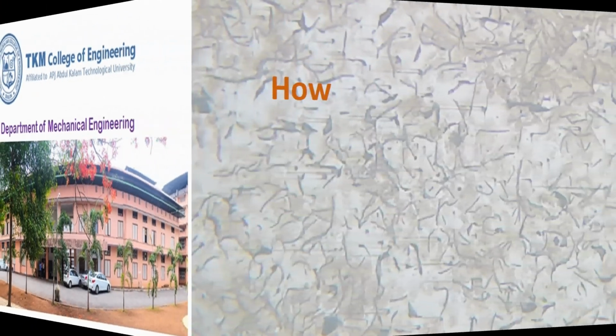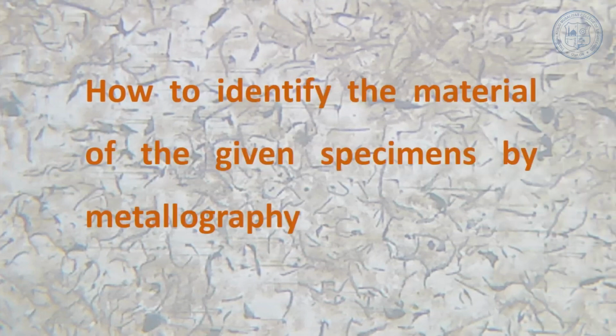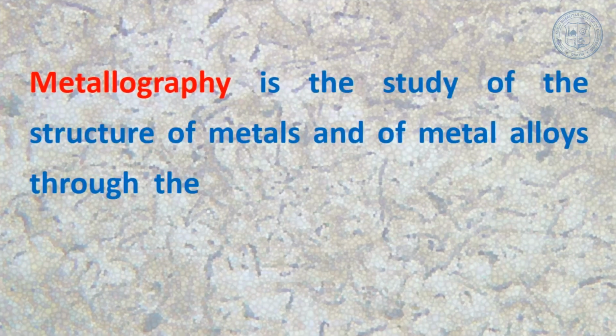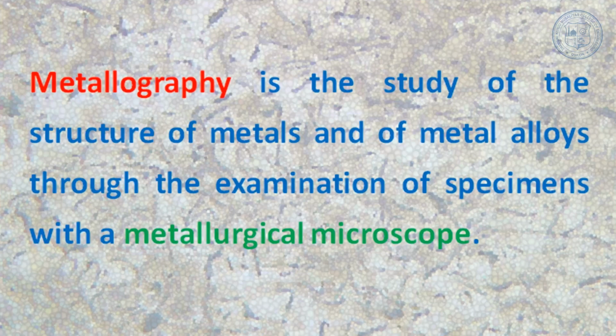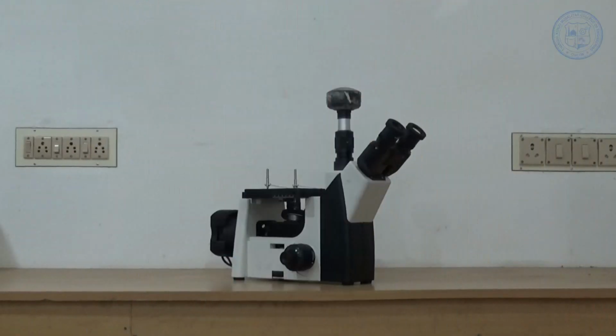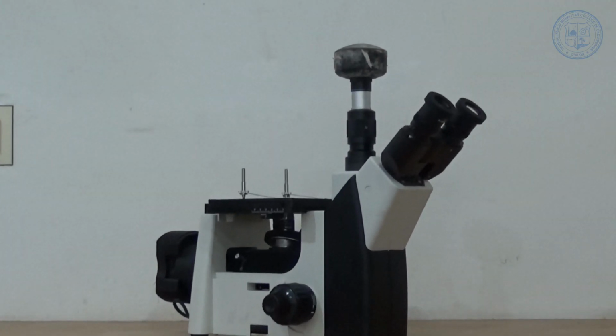Today we will study how to identify the material of the given specimens by metallography. Metallography is the study of the structure of metals and metal alloys through the examination of specimens with a metallurgical microscope. The structures observed in the microscope are often recorded photographically. First, we have to make a brief study on the metallurgical microscope.